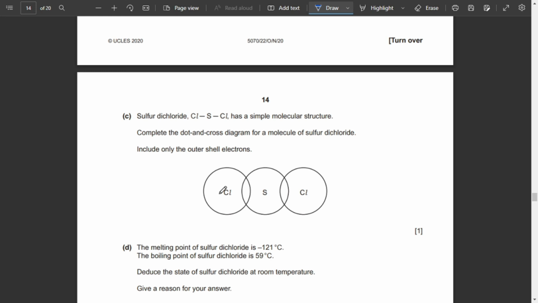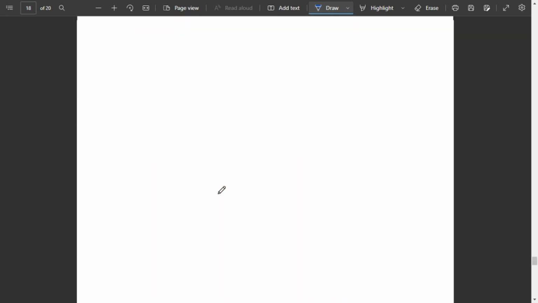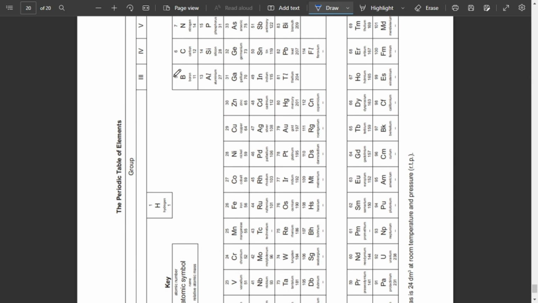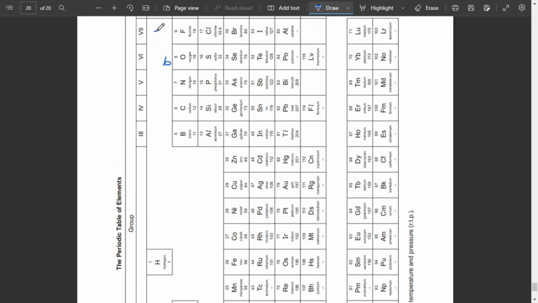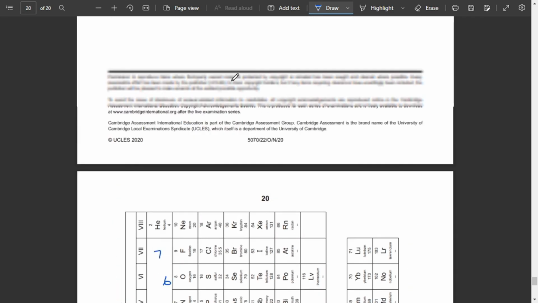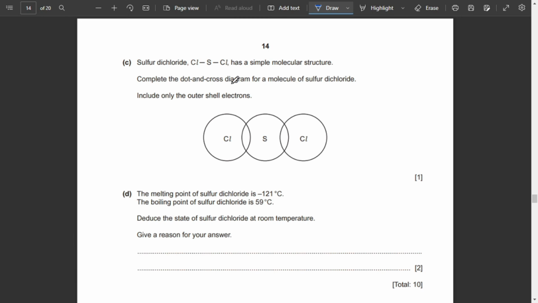So here, first of all, we're going to look at it. Cl usually has 7 electrons in its outer shell, and sulfur has 6 usually. Let me check. Let's find sulfur. Yeah, sulfur has 6 because it's in group 6, and Cl has 7 since it's in group 7. So now let's go back to our question. Here it is. Include only the outer shell electrons.